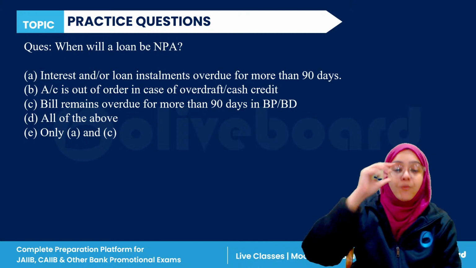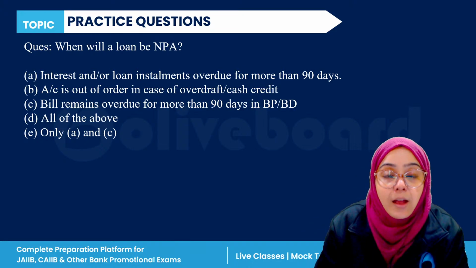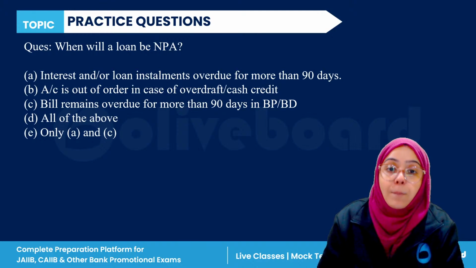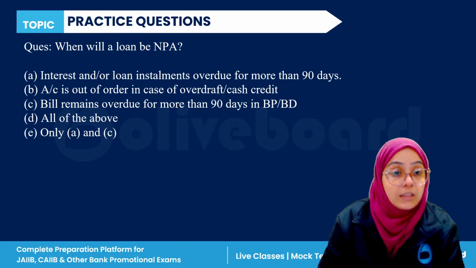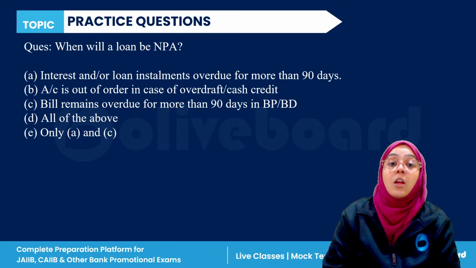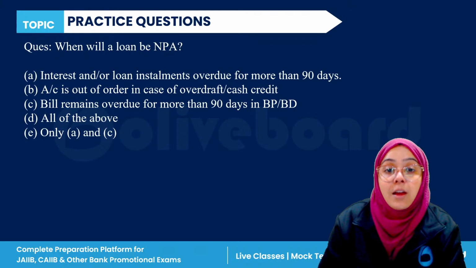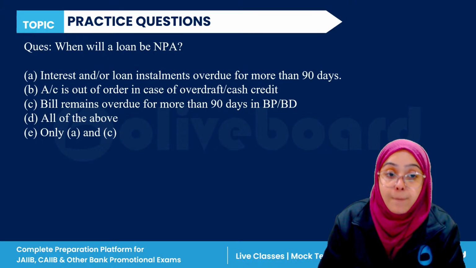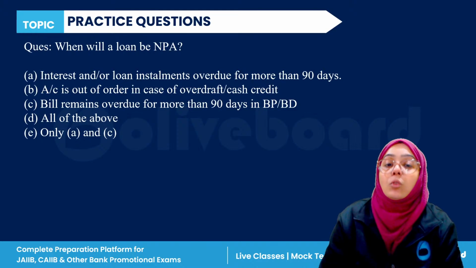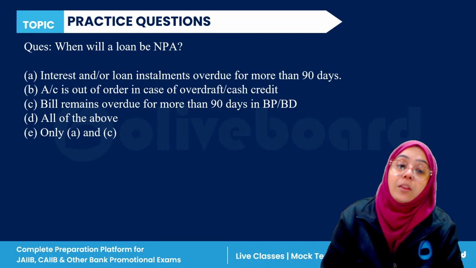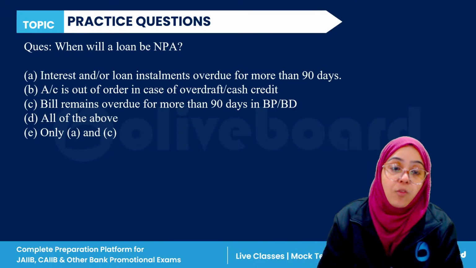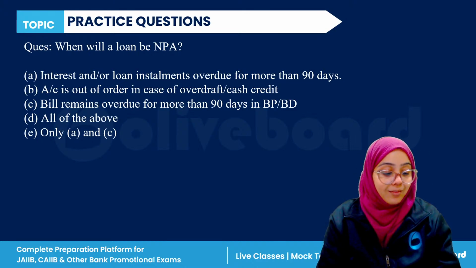Next question. When will a loan become a non-performing asset? Interest or loan becomes overdue for more than 90 days; account is out of order in case of overdraft or cash credit; in case of overdraft or cash credit, bills remain overdue for a period of more than 90 days; all of the above or only A and C. Everyone, please answer this question.